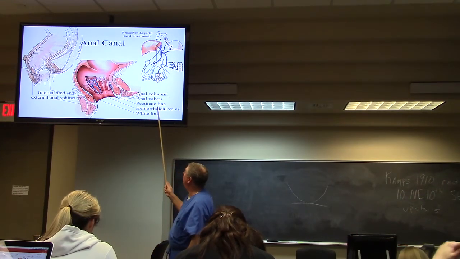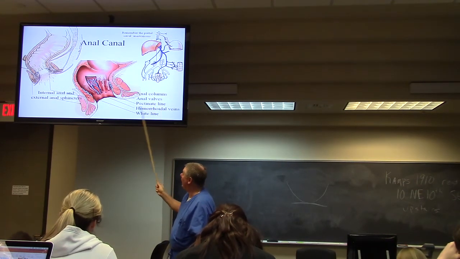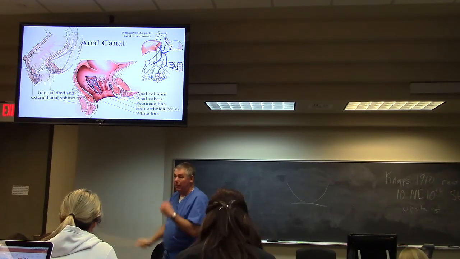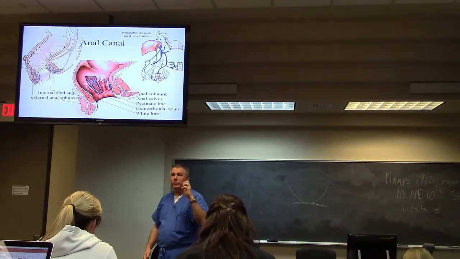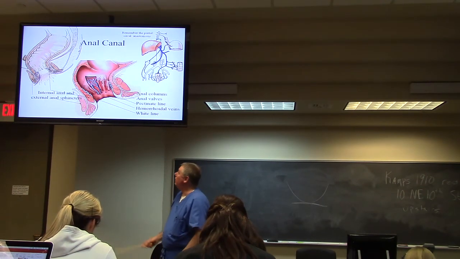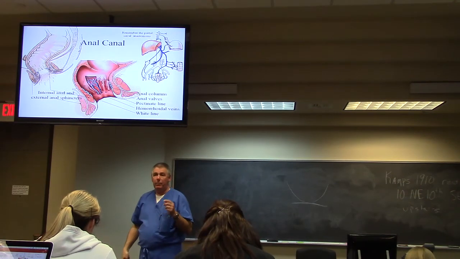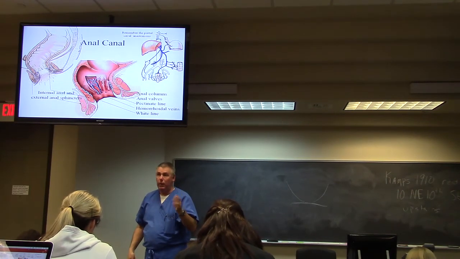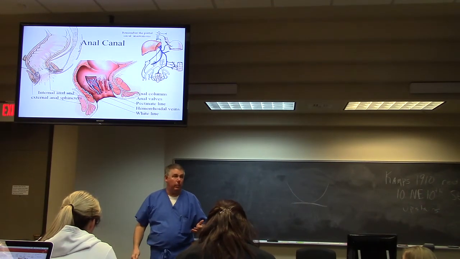All right, there are two things right here that they want to emphasize. One is the pectinate line. The pectinate line is located right here, not at the level of the valves. It's important because above the pectinate line, it's autonomic. Below the pectinate line, it's somatic, in terms of the sensation. So when you have external hemorrhoids, because they're below the pectinate line, they're painful. You feel them as painful. If you have hemorrhoids above the pectinate line, they are not painful.